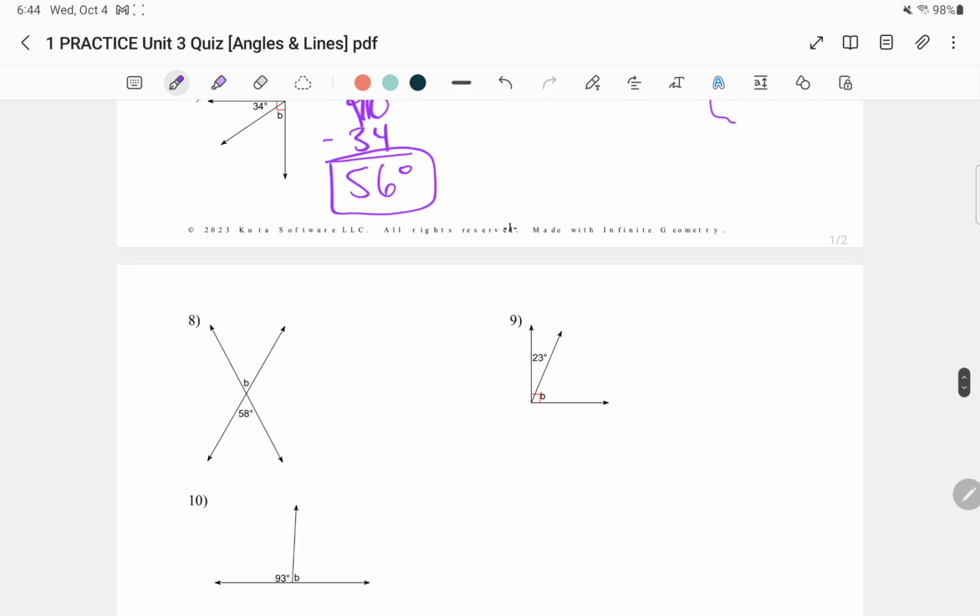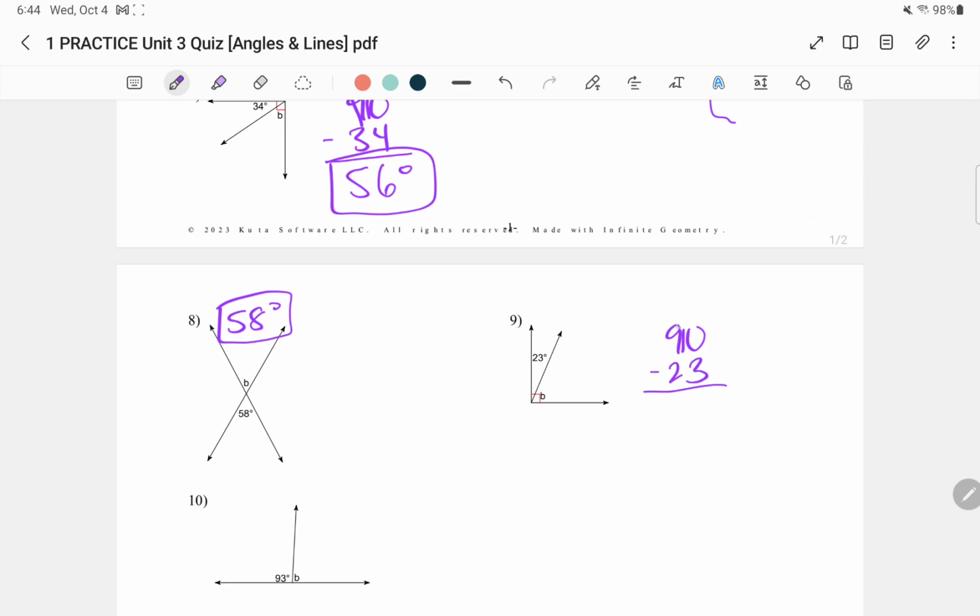For number 8, these are across from each other. They are vertical. Since they're across from each other, we know that they are equal. They're congruent. So this one is also 58 degrees. 9 is another complementary one, so we're going to just subtract from 90 again.